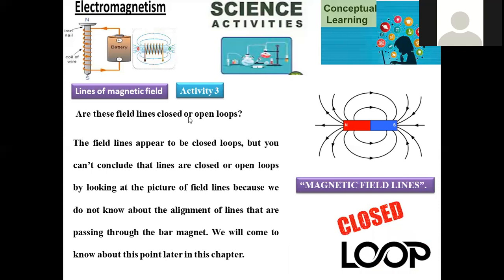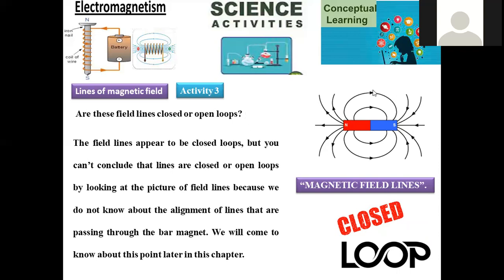Are these field lines closed or open loops? Can you say whether it is closed or open? We can't see any open circuit in this. Rather, there is a closed loop. You can clearly observe they are connecting from one end to another, and again originating in the reciprocal manner as well. That's the reason why you can clearly see that this is a closed loop.